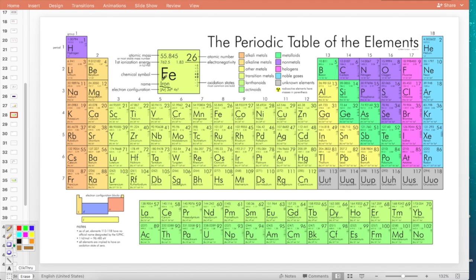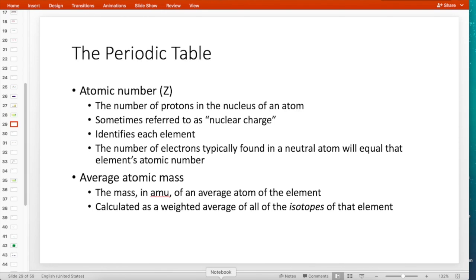So it has a name, a chemical symbol, and then there are 2 numbers that are going to be incredibly important for our purposes. This number right here, which is the atomic number, and this number right here, which is the atomic mass. And really, it is the average atomic mass. So let's define what those are. The atomic number, which is sometimes abbreviated with a Z, is very simply the number of protons in the nucleus of an atom. Sometimes it's referred to as the nuclear charge.